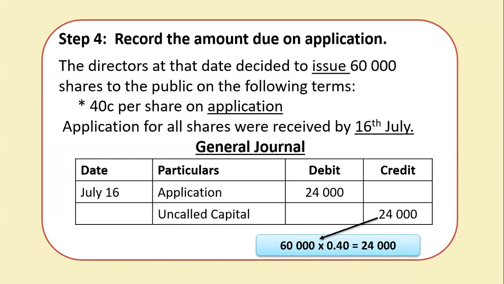Because when the application is due, it's debited. When the application is actually received, it's credited. So the application account will be closed. It shows that there will be no more balance left on application because the money that was received has been kept aside. All the money has been received on application. So debit application and credit uncalled capital of the same amount of 24,000.